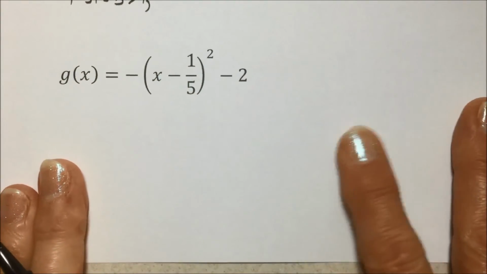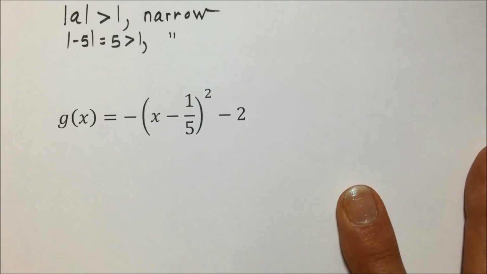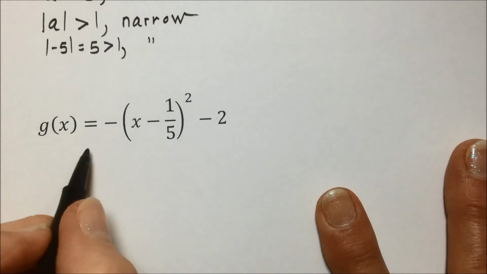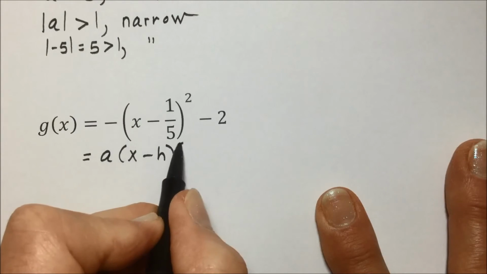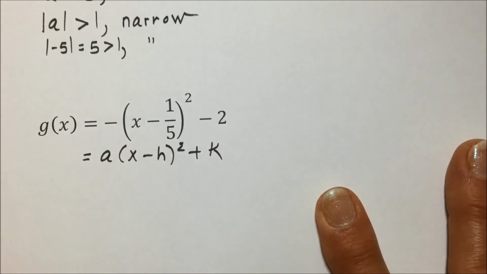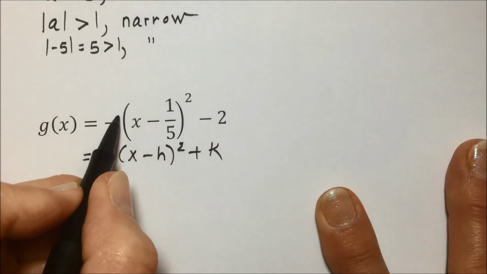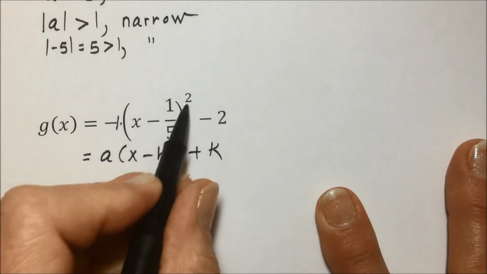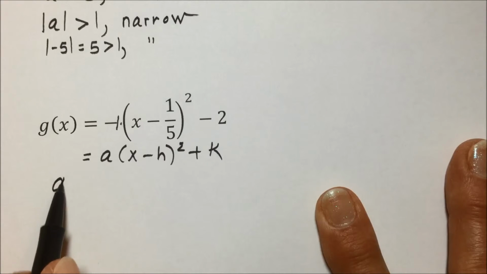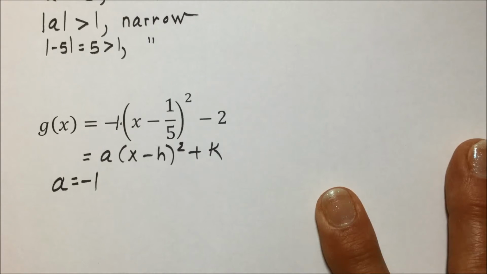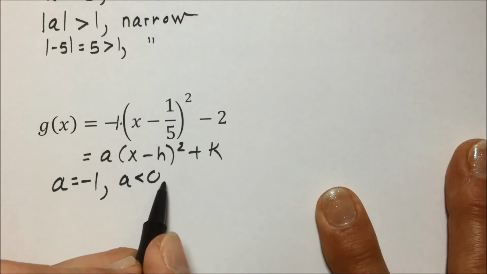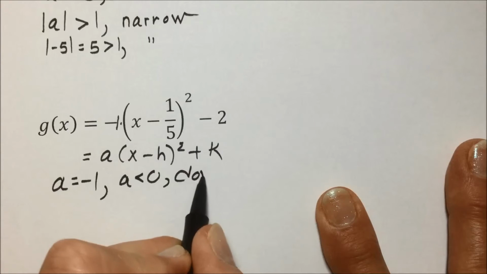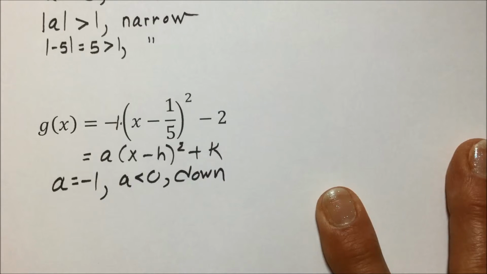In this last example, they're asking us the same questions. So we'll compare it to a times x minus h quantity squared plus k. A is the coefficient on our quantity that's being squared. It appears a is equal to a negative 1. When a is less than 0, in other words negative, it means the parabola will open down.